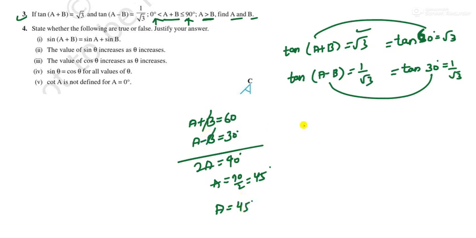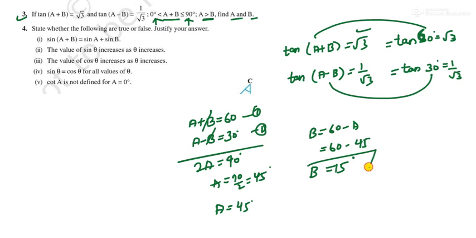And what about b? Yes, substitute in either 1 or 2. So b will become 60 minus a. So 60 minus a is 45, which will be equal to 15. So angle B, the value of B is 15 degree.